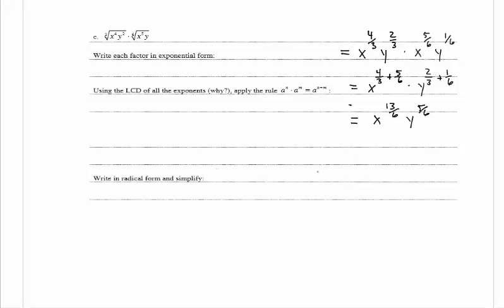And now we want to write it in radical form and simplify. So we have the 6th root of x to the 13, y to the 5th, and we want to simplify. The 6th root of x to the 13th is going to be x squared times the 6th root of x, and then for y to the 5th, since 5 is not greater than 6, we can't take any factors out of the radical, so we're going to have the 6th root of x, y to the 5th.